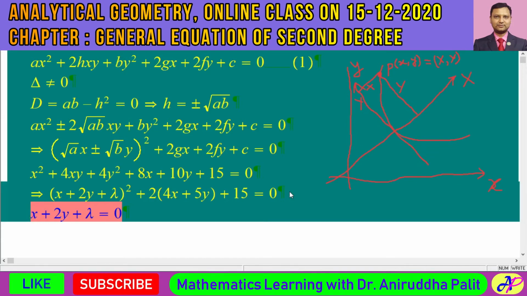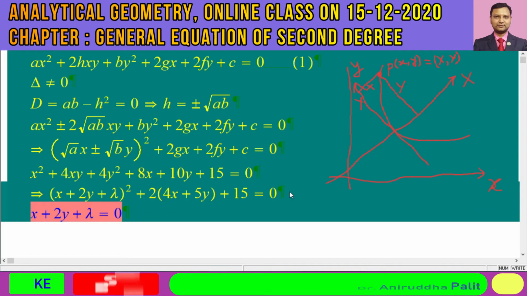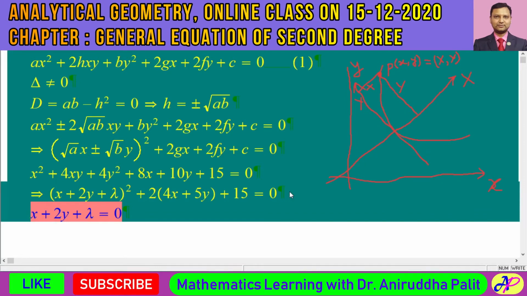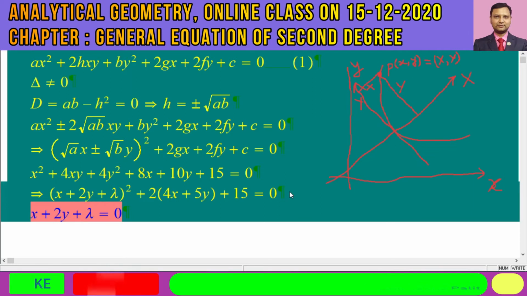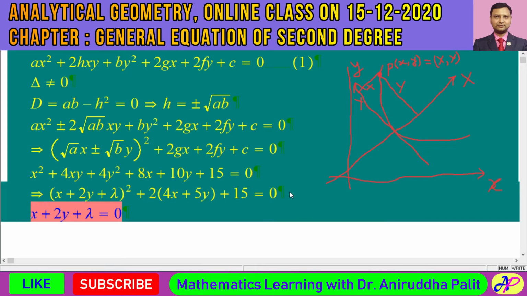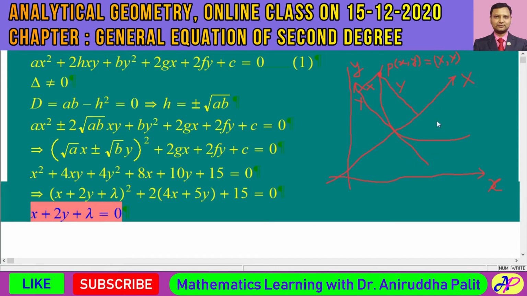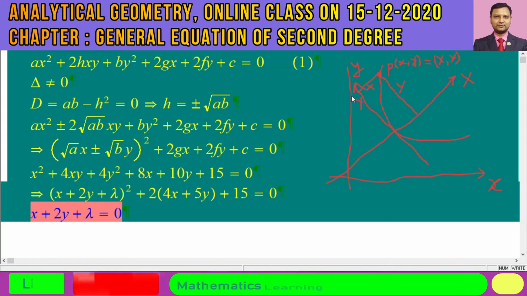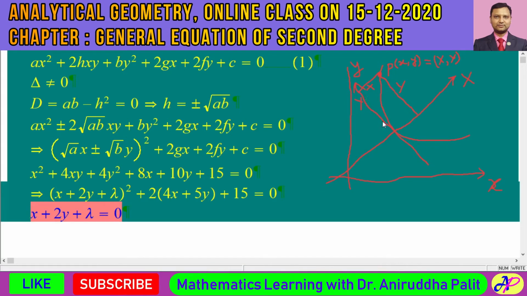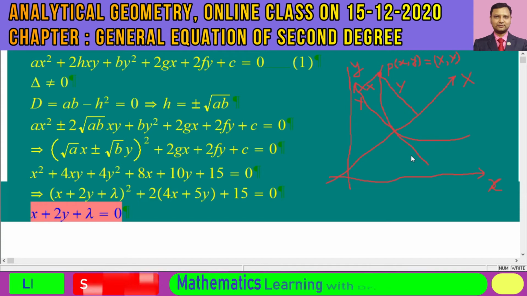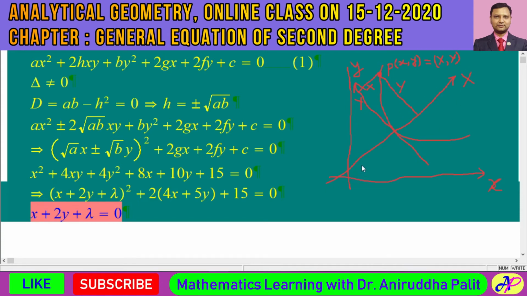And we shall consider this kind of line and one straight line perpendicular to this line. Again, I am repeating that we shall consider this kind of line and one straight line perpendicular to this line, so that one straight line can be considered as this capital X axis and another straight line can be considered as capital Y axis. We have to consider two perpendicular straight lines.